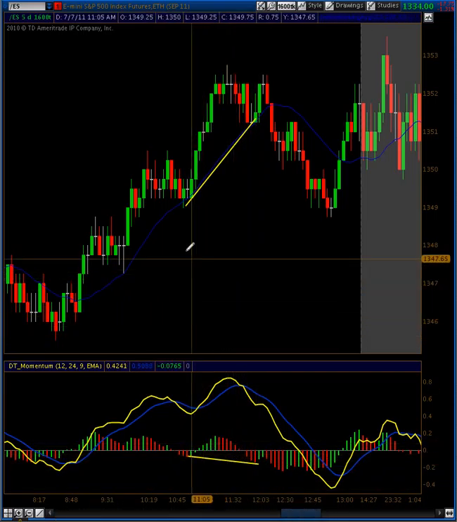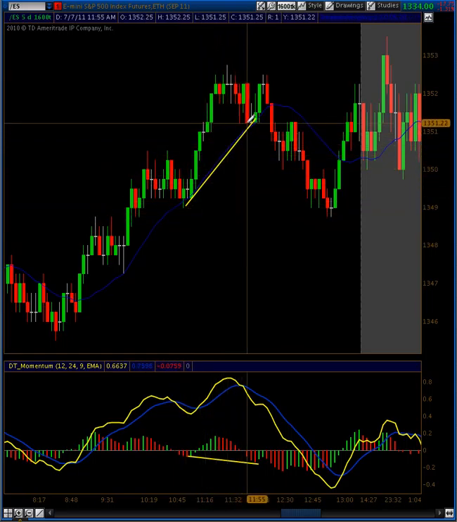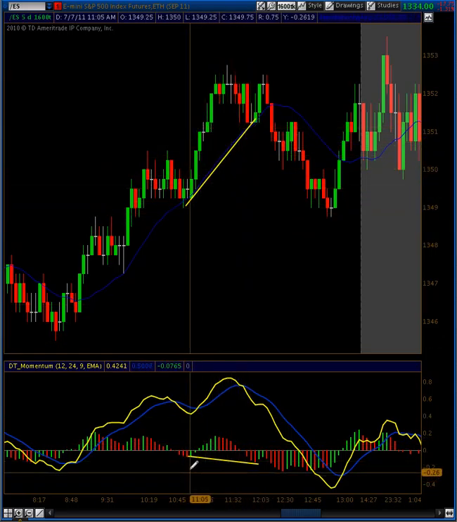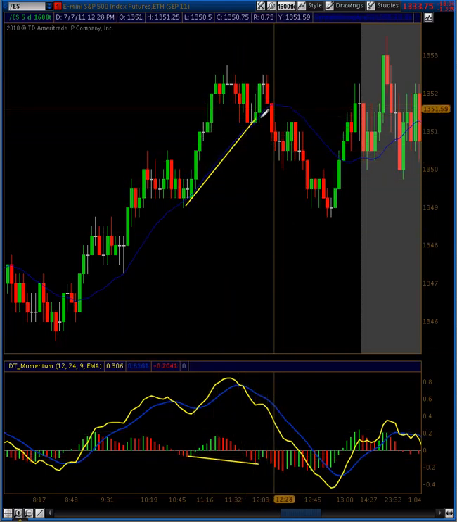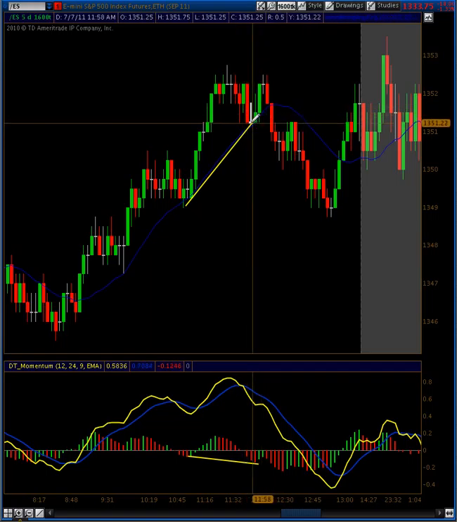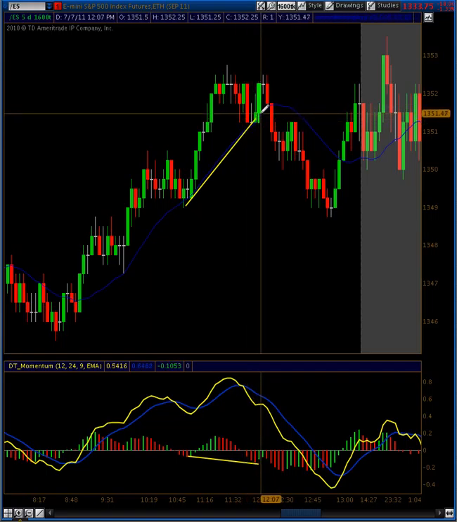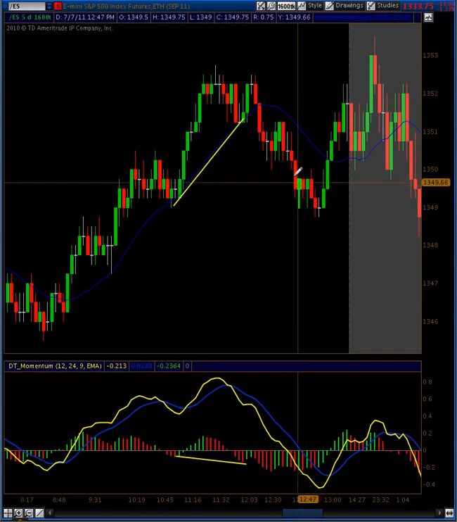So you have price making higher highs or higher lows, but MACD, which is your momentum, there's actually less momentum in the market. So this could be a good signal of, hey, the bulls are wearing out, the bears could start taking over. Sure enough, ta-da.